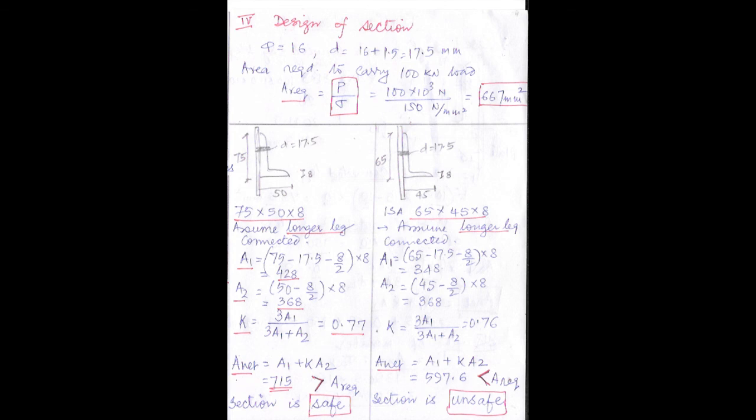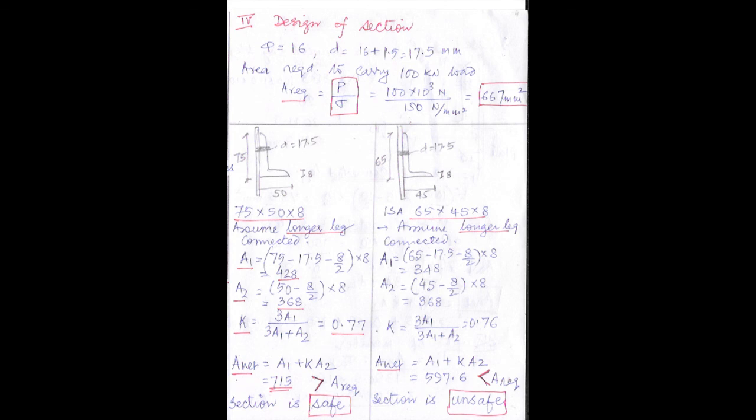I would request you to pause my video from place to place, see the calculation, do the calculation, understand it, and then proceed. In the same way, you can now concentrate on the right hand side, that is the other section, ISA 65 by 45 by 8. Here also we are assuming the longer leg is connected. So A1 will be 65 minus 17.5 minus 8 by 2, whole multiplied by the thickness 8, correct. In this way we get A1 as 348, A2 as 368, value of K as 0.76, and net area comes out to be 597.6.